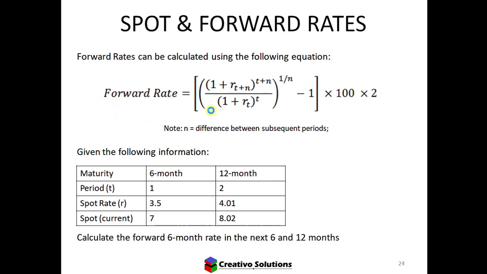Right, so the example here, given the following information, you've got a 6-month maturity time frame for the first one with a period of 1, okay, T for N, which is the time period. Then you've got a spot rate of 3.5 and a spot current rate of 7.